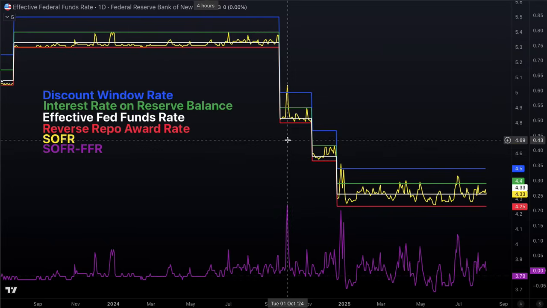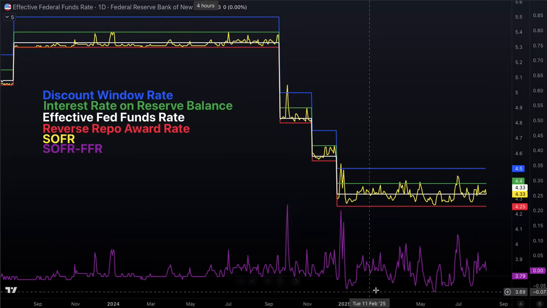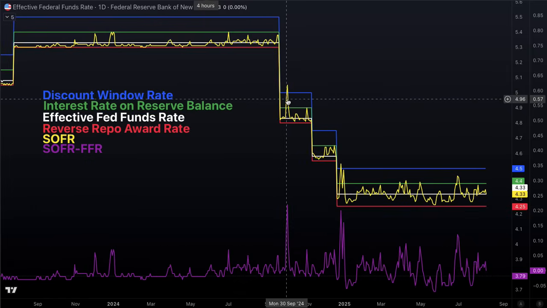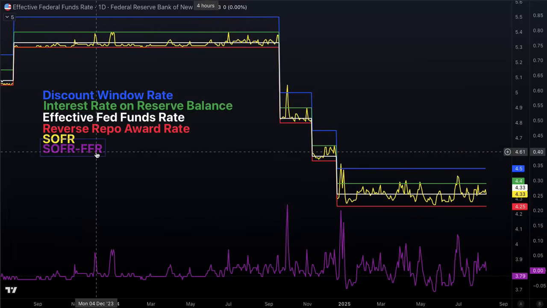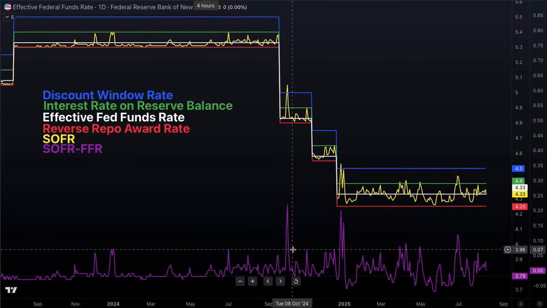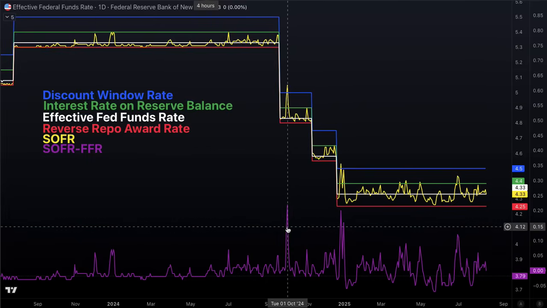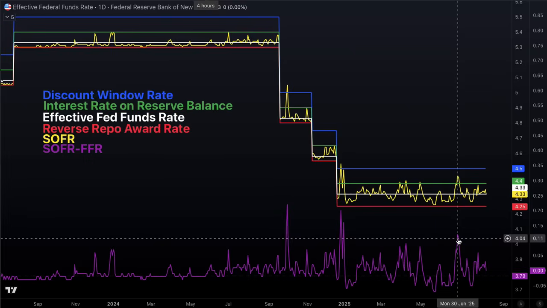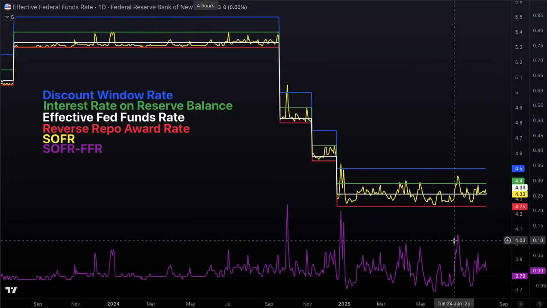So as dollars are becoming too scarce, you see SOFR start to spike. And what the purple line shows is the spread of SOFR, or the cost of a dollar on an overnight basis, relative to what the Fed wants it to be via the federal funds rate. And this normally happens during the end of quarter. We can see here October 2024, again in December 2024, again in June of 2024. So it generally happens at year end, at quarter end, when there's a bunch of reporting requirements, window dressing, all that sort of stuff.